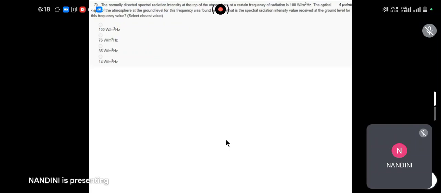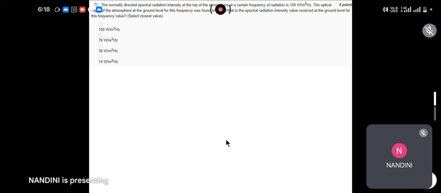Now the next question. The normally directed spectral radiation density at the top of the atmosphere at a certain frequency of radiation is 100 watt per meter square hertz. The optical depth of the atmosphere at the ground level for this frequency was found to be 2. What is the spectral radiation intensity value received at the ground level for this frequency value?